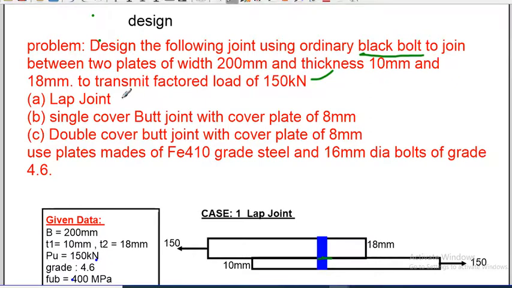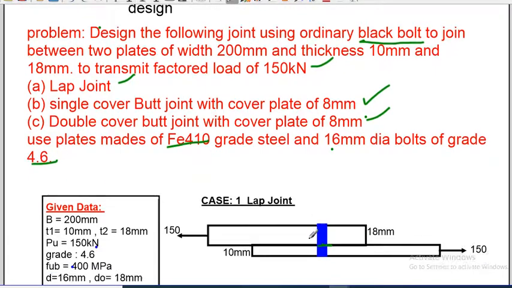So we need to design a lap joint, a single cover butt joint, and a double cover butt joint from the data given to you. Use plates made of Fe410, which means the grade of the plate is Fe410. The diameter of the bolt is 16 mm and the bolt grade is 4.6. So this is the question.